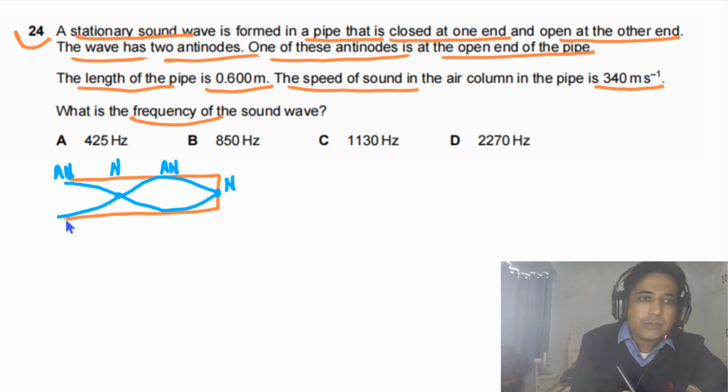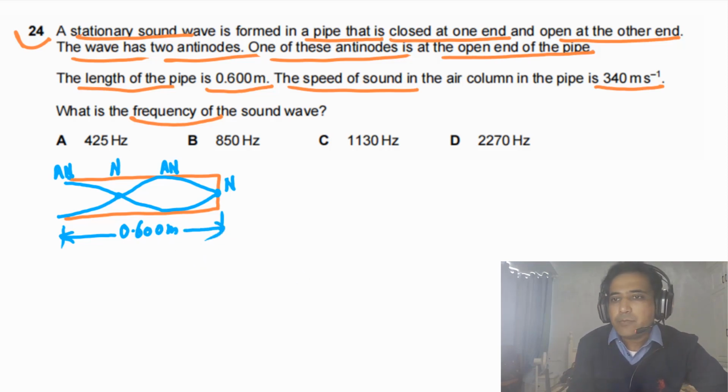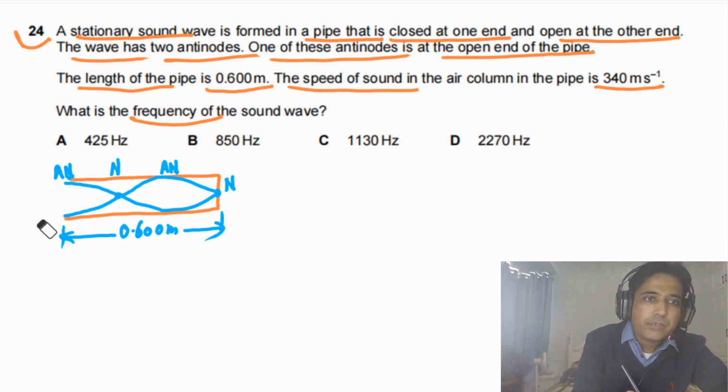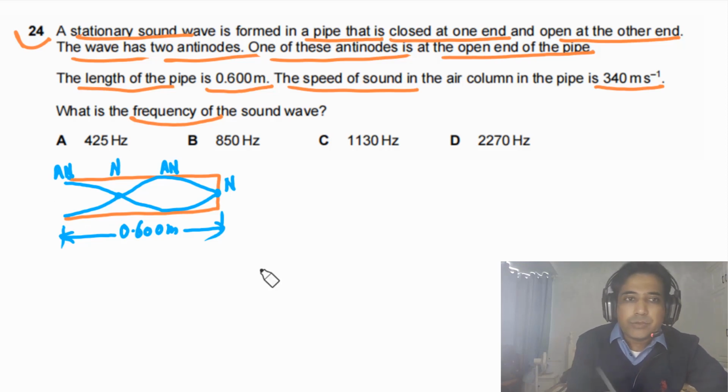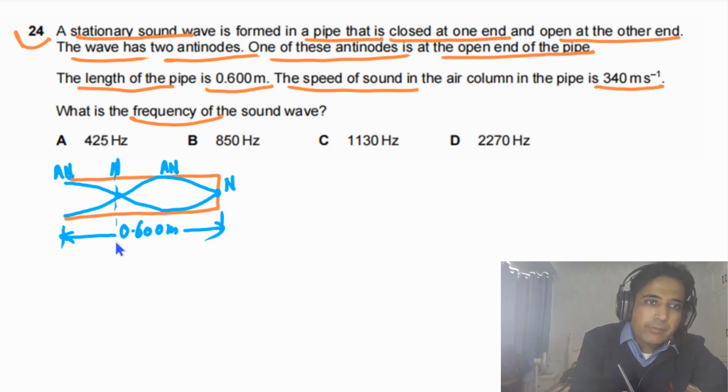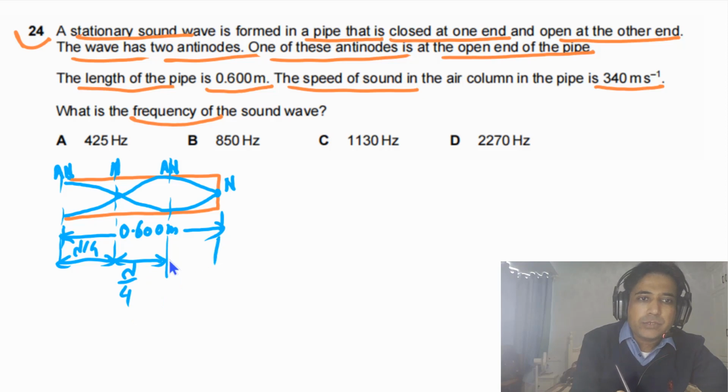So in this case the length of the pipe is given to us. So this is the length of the pipe, and this is equal to 0.600 meters. We can also clean a little bit here so it looks better. So in this case, how many lambdas do we have inside? So this is lambda by 4, and the distance between two consecutive node and antinode is lambda by 4. So this is also lambda by 4.